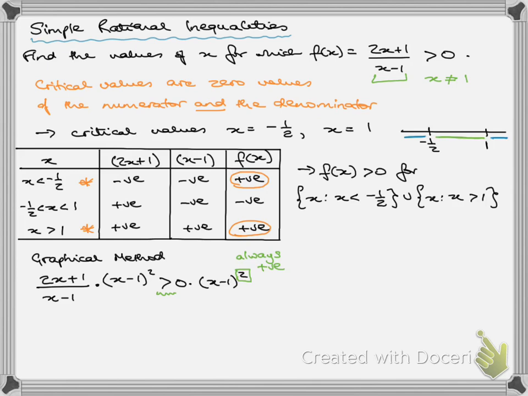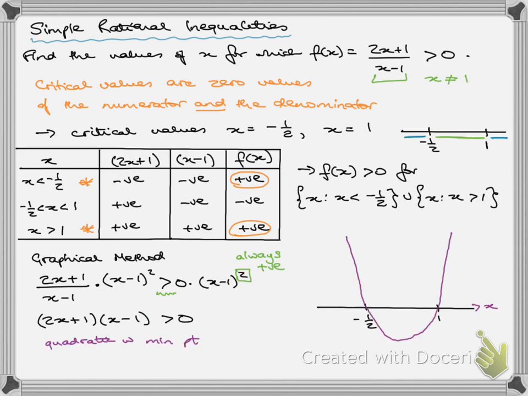So let's cancel and multiply by 0. Anything by 0 is 0. And we end up with 2x plus 1 in brackets multiplied by x minus 1 in brackets is greater than 0. So let's do a sketch as we know. There's the number line again. It's a quadratic with a minimum point. That number line is my x-axis.